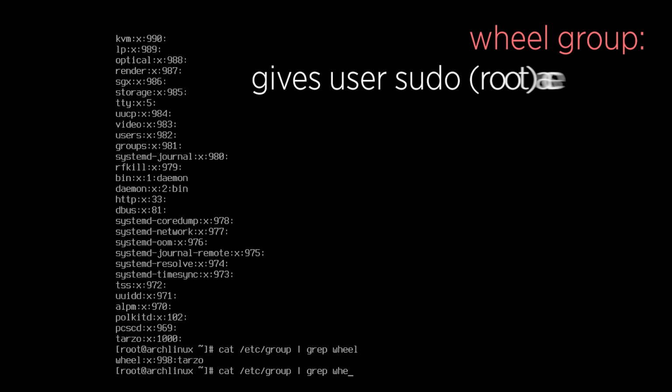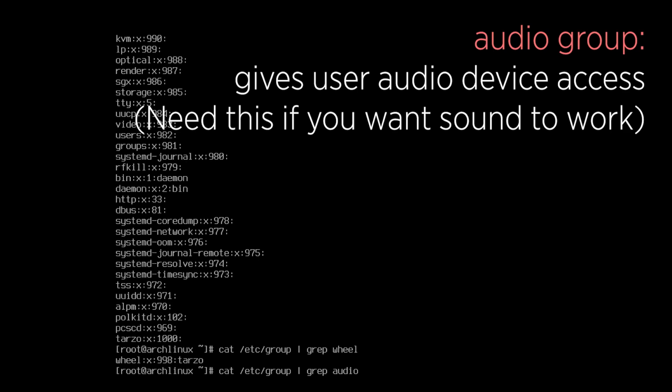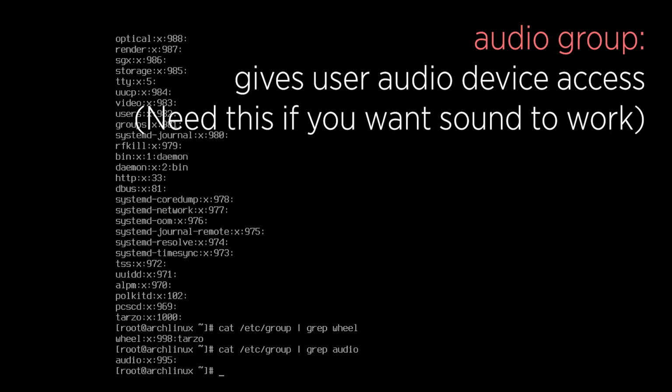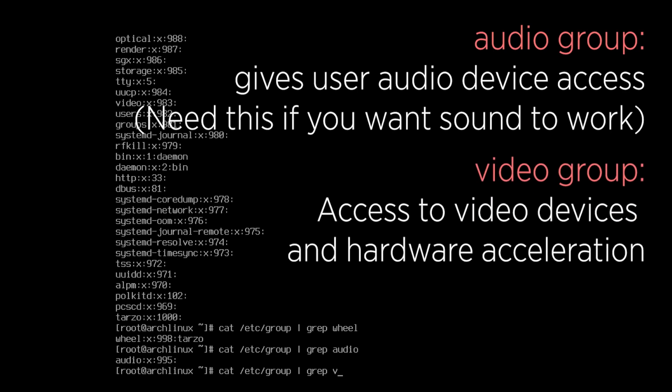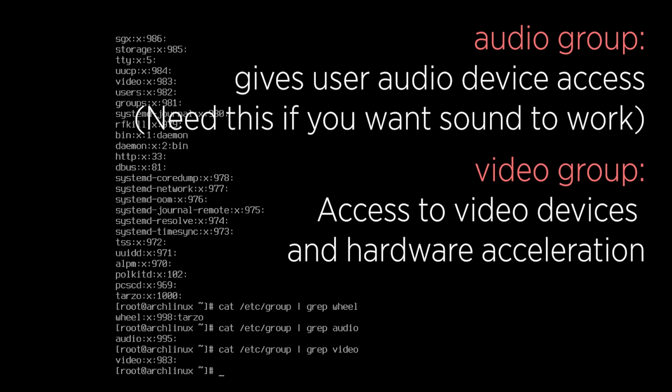Now there is also audio. So if I do audio, you can see there is audio. There is also video. So there you go. So for audio, it's basically access to sound devices. So if you want sound to work, you need to be in this group. Sometimes it's just added by default, but if you're doing a manual install, it may not be.